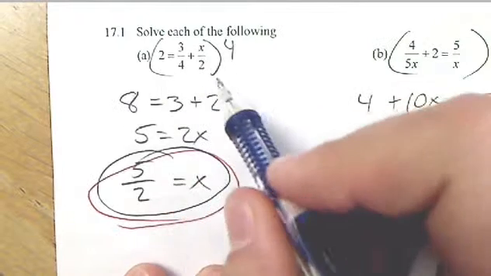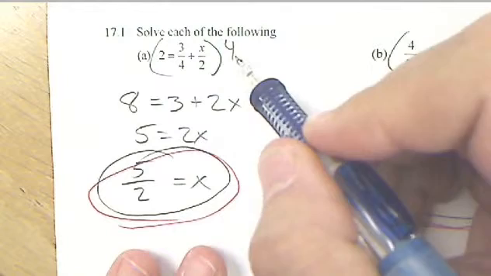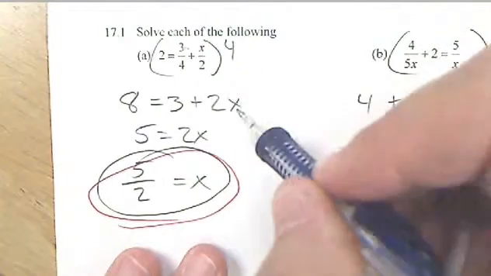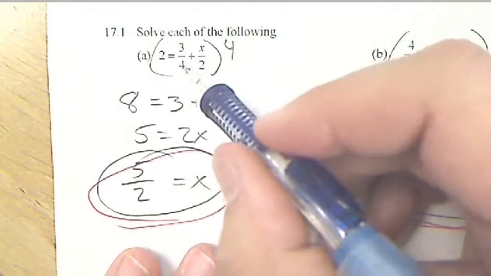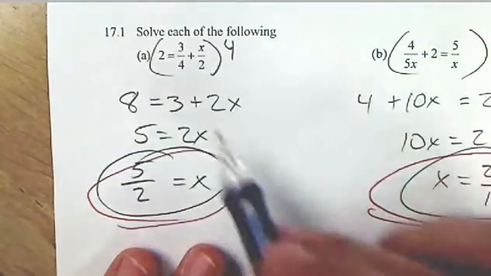If I have fractions in an equation, if I multiply by the common denominator, it'll eliminate the fractions. 4 times x divided by 2 is 2x. 4 times 3 divided by 4 is 3, and 4 times 2 is 8. Subtract 3 from both sides and divide by the 2.